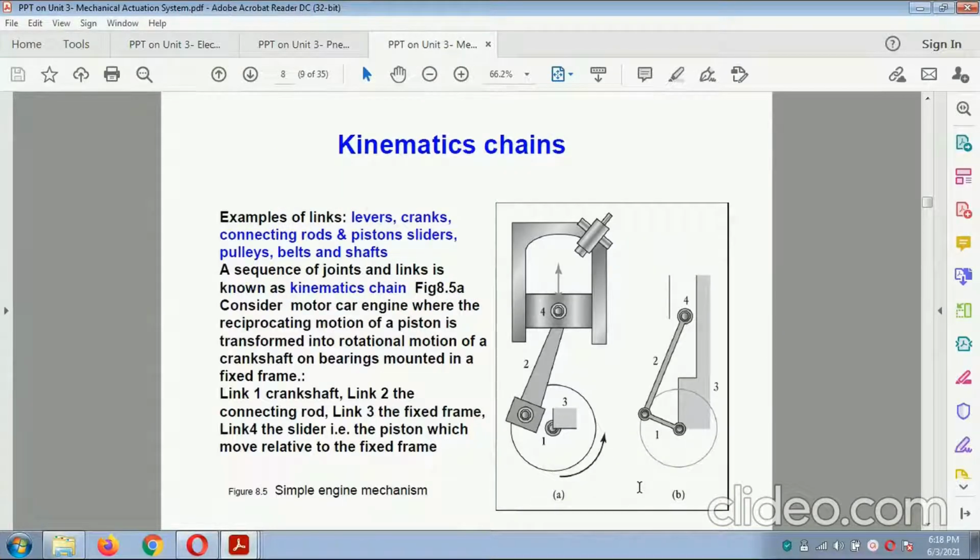The kinematic chain. Examples: lever, crank, connecting rod, piston, slider, pulley, belt and shaft. A sequence of joints and links is known as a kinematic chain. Consider a motor car engine, where the reciprocating motion of a piston is transformed into the rotational motion of a crankshaft on bearings mounted on the frame. Link 1 is the crankshaft, link 2 is the connecting rod, link 3 is the main frame, and link 4 is the piston, which provides relative motion to the fixed frame.